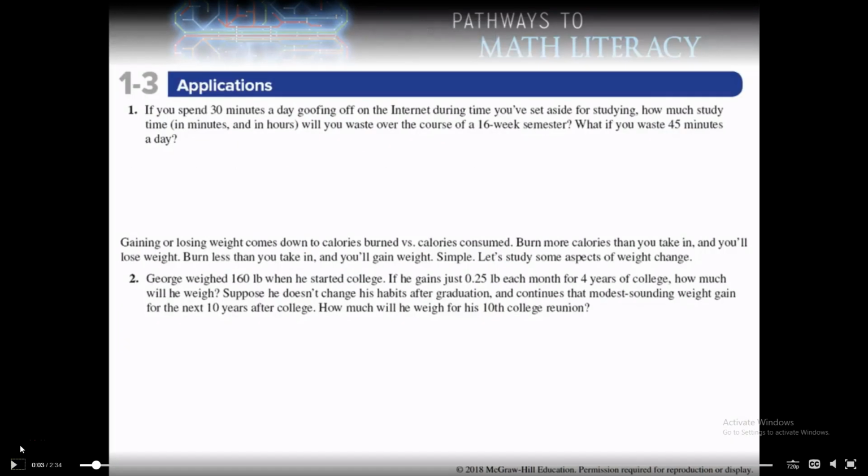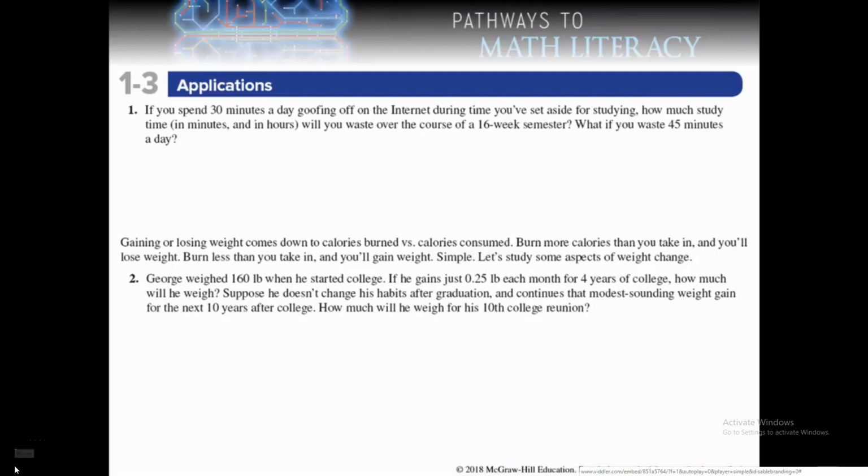In 1, if you spend 30 minutes a day on the internet, how much time do you waste over the course of a 16-week semester? Well, that's 30 minutes a day times 7 days in a week, and that tells us that you waste 210 minutes a week, but then over the course of a 16-week semester, I need to also multiply that by 16. And so that comes out to a total of 3,360 minutes.